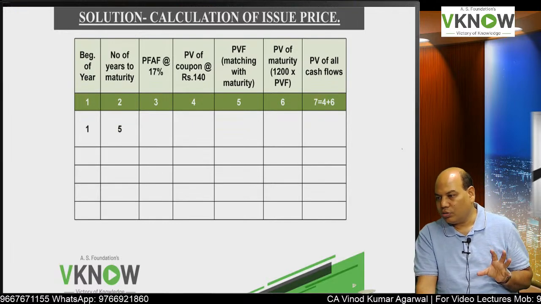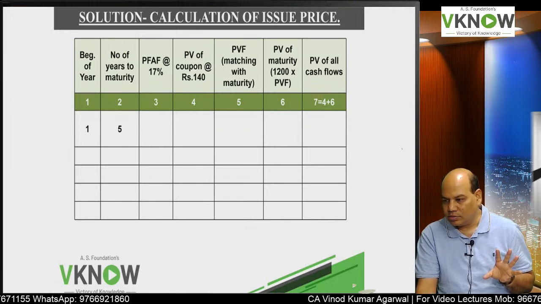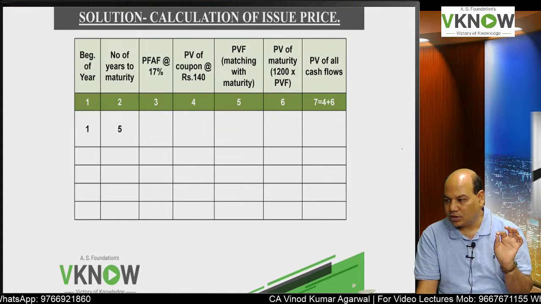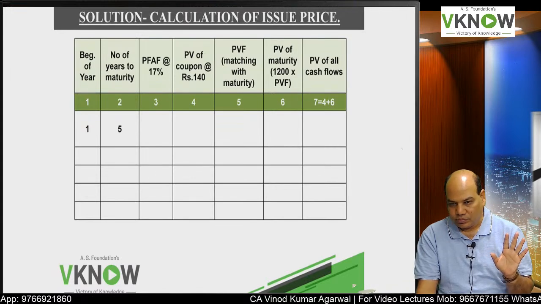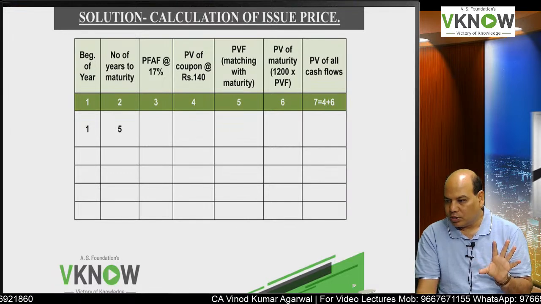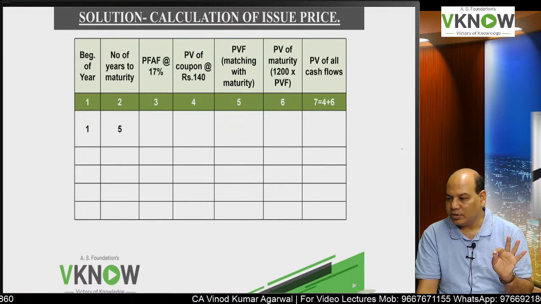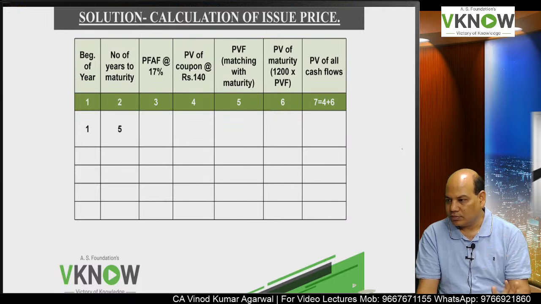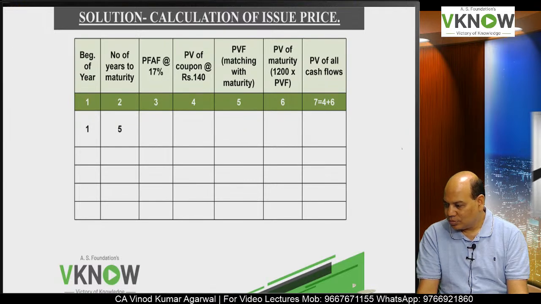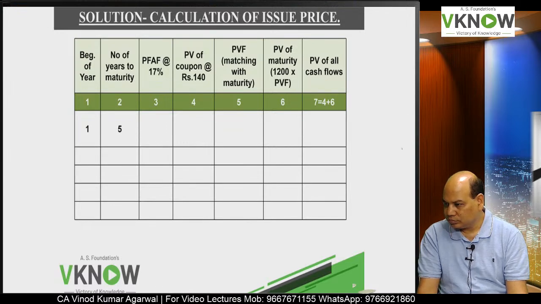If I have to value the bond at the beginning of year 1, the number of years to maturity is 5. Years 1, 2, 3, 4, 5 are remaining. So tell me the annuity factor at 17% for 5 years. Try: 1 divided by 1.17, equal to, memory plus, equal to, memory plus, 5 times. Then memory recall.